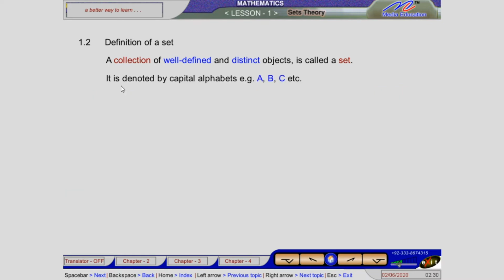A set is denoted by capital alphabets, for example, capital A, capital B, capital C, but not by lowercase letters. For example, set A is equal to the set of the students of Iqbal section. Set C is equal to the set of all the classes in a school.